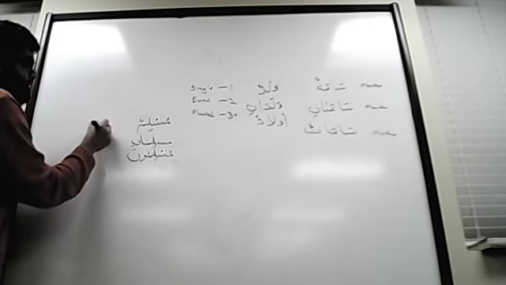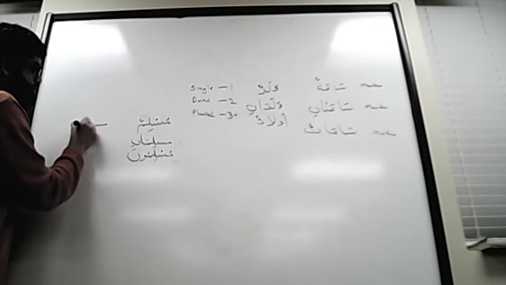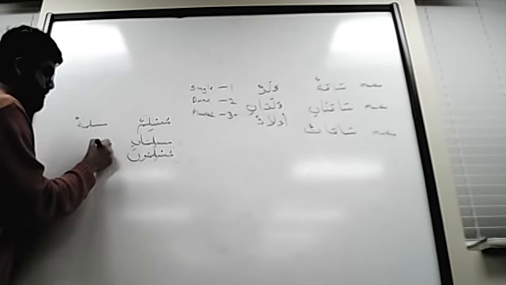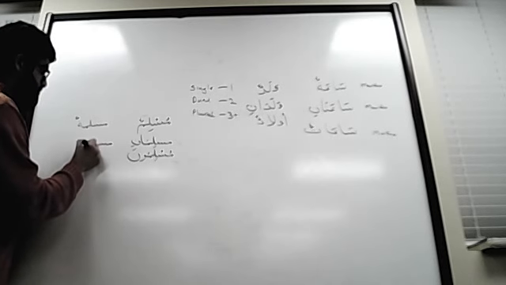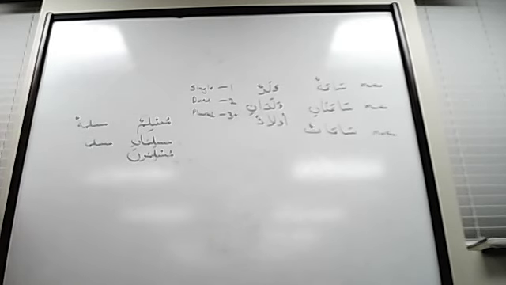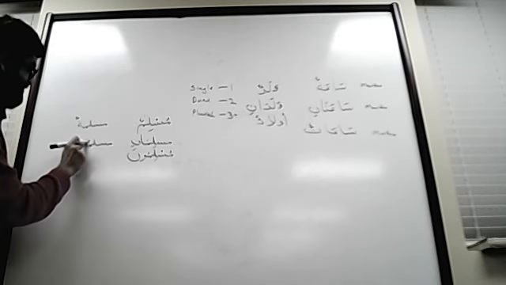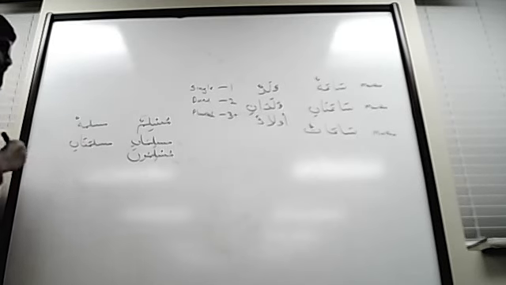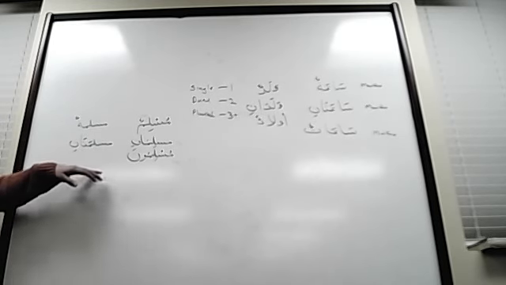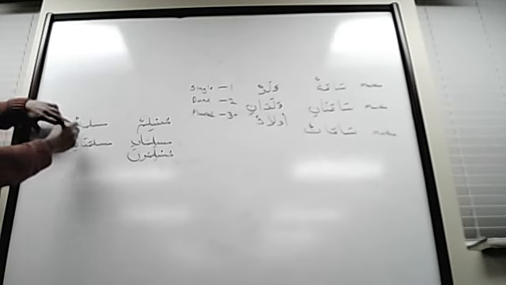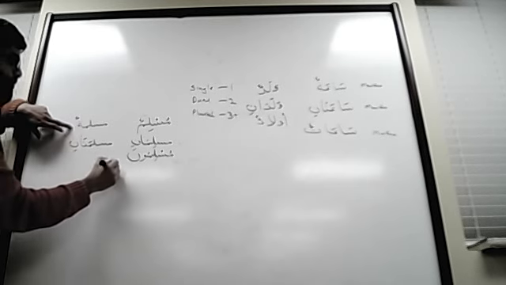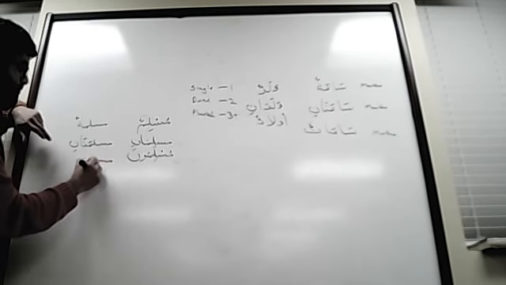Let's do it for muslimatun. How do I say two muslimas? Muslimatani. Excellent. See, this is easy. If you're yawning, that means it's easy. Muslimatani. And how do I say three or more muslimas? Muslimatun. I go back to the original one. This is how you make your plural.